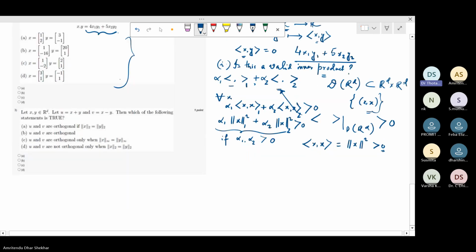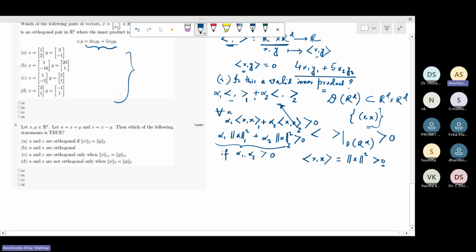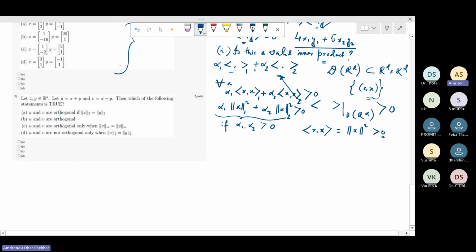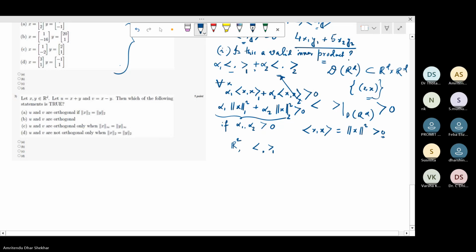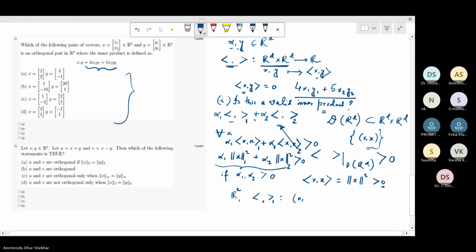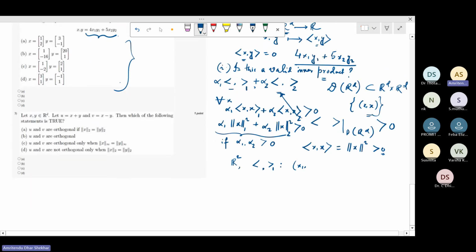Can you give an example, sir? Okay, so let's take an example. Let's say my vector space is R2, and I define an inner product one, where the inner product between two vectors x1 comma x2 and y1 comma y2 is equal to x1 y1.